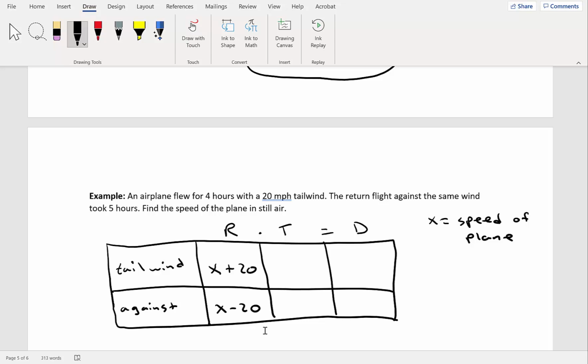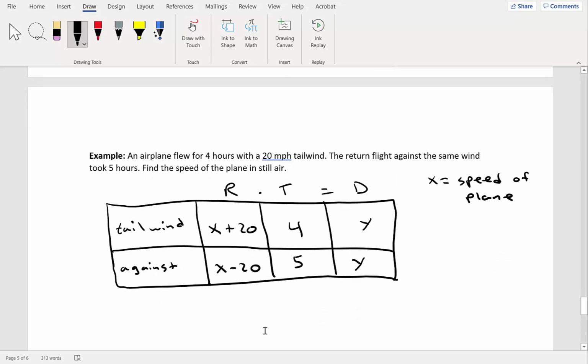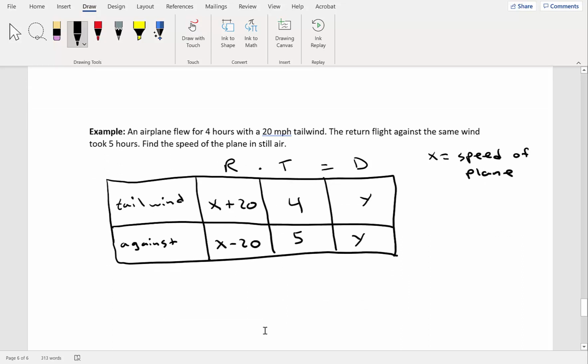And now the time here is given to us. So with the tailwind, it took 4 hours. And then against the tailwind, it took 5 hours. And now our distance, the distance has to be the same here because it traveled a certain distance and then it came back that same amount of distance. So our distance here is both going to be y. Now setting up our equations. So rate times time equals distance. So we have 4 times x plus 20. This has to be equal to y. And then we have 5 times x minus 20. Also has to be equal to y.